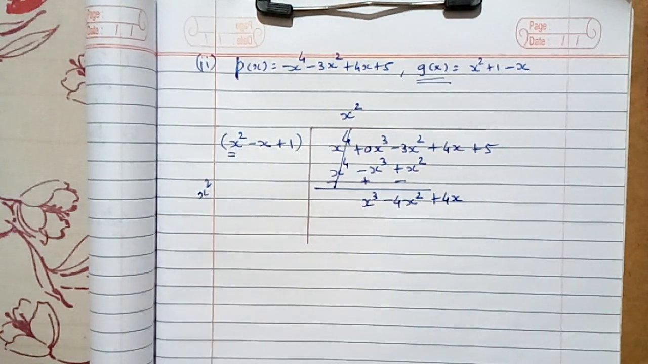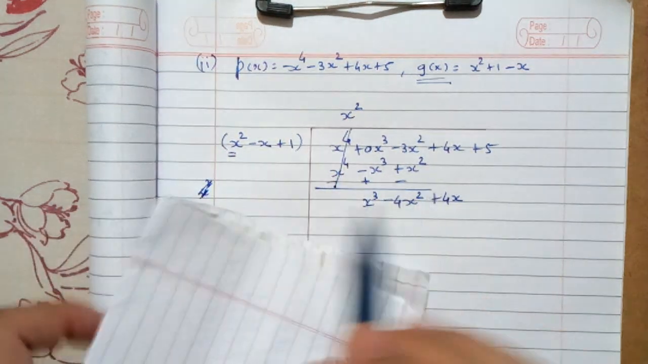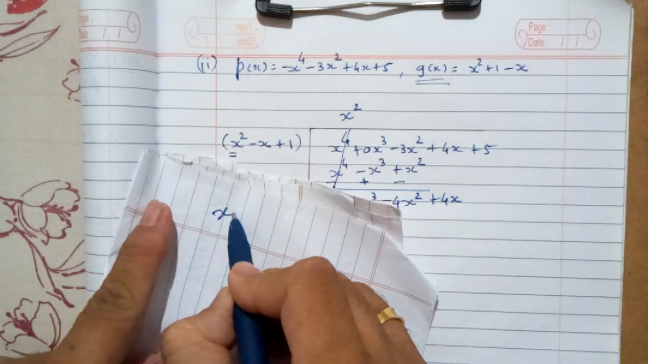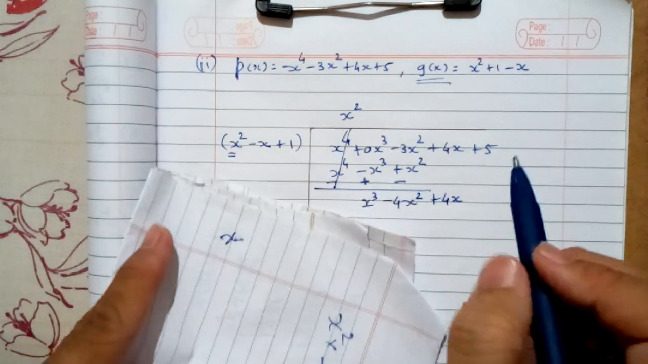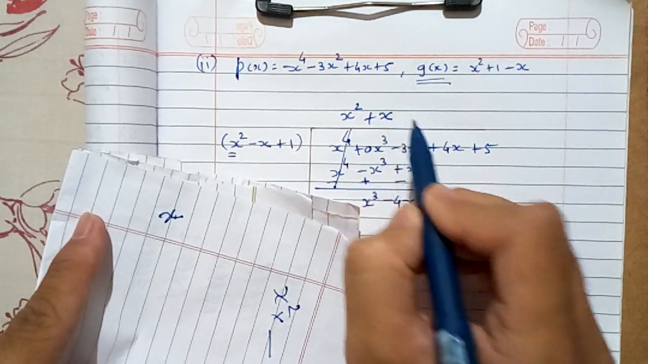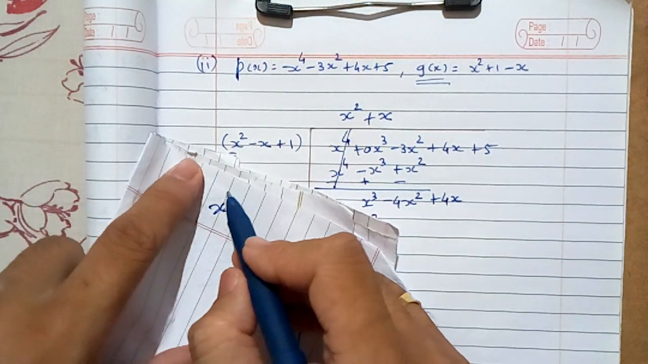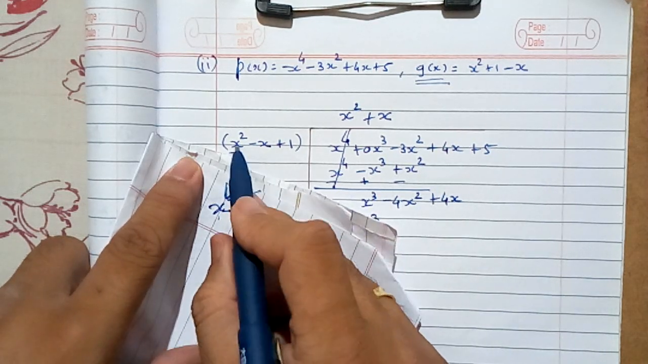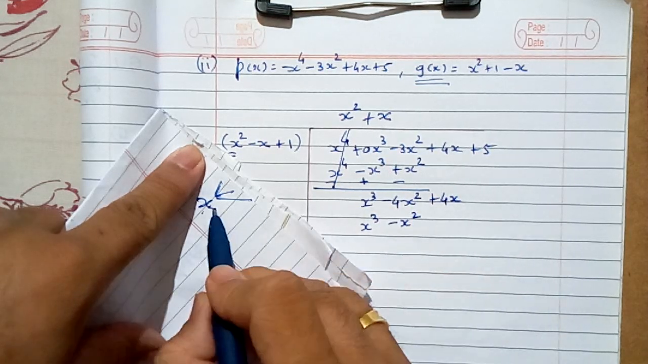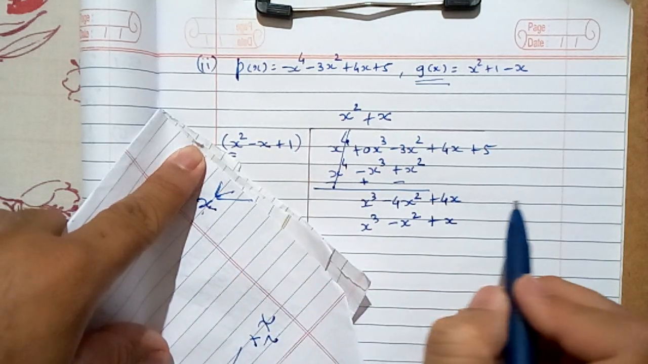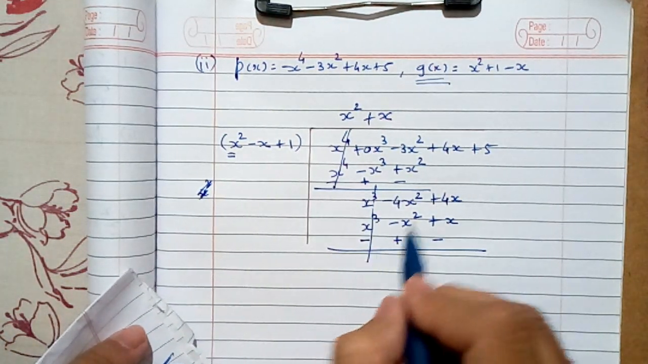Again, what to multiply with x square? We have to multiply x. So x into x square, you are getting x cube. So that is your answer, plus x, right? But that x should be multiplied with each and every term. x into x square, x cube. x into minus x square, x into plus 1, that is plus x. Opposite and opposite, plus minus cancel.